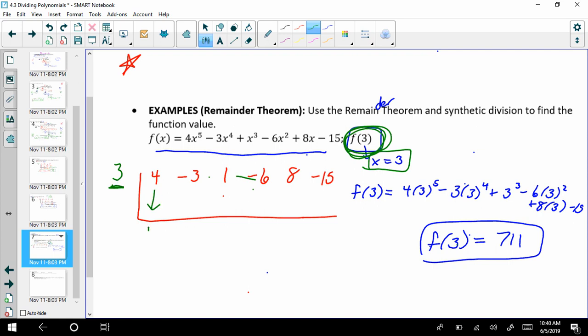So bring down the 4, drop it like it's hot. Multiply 4 times 3. Add. Multiply. Add. Multiply. Add. Oh, wait, I messed up. 3 times 28 should be 84. Then add them and we get 78. Multiply, 234. And then 242. 726.